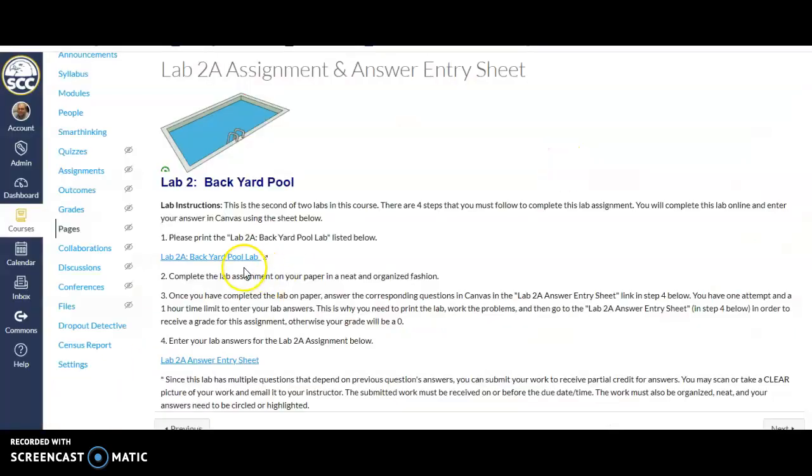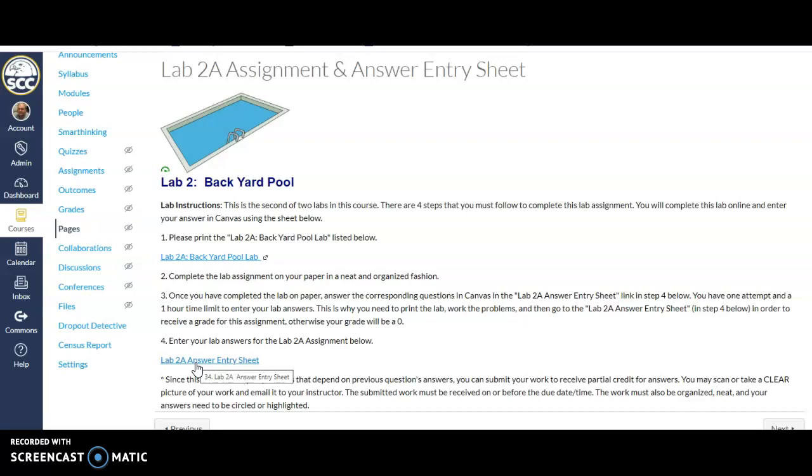Once you've completed the lab on paper, then what you need to do is go down to the Lab 2A answer entry sheet and enter your answers. You'll have 1 attempt and a 1 hour time limit to enter your lab answers. So you must have the lab completed with all the answers noted on your paper before you ever go down here to the answer entry sheet.